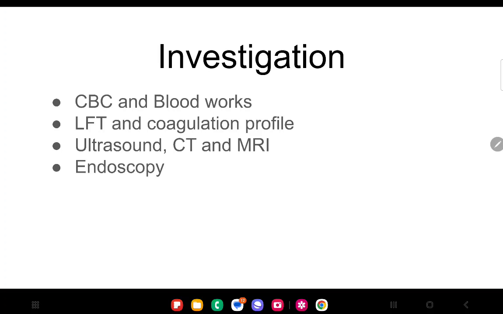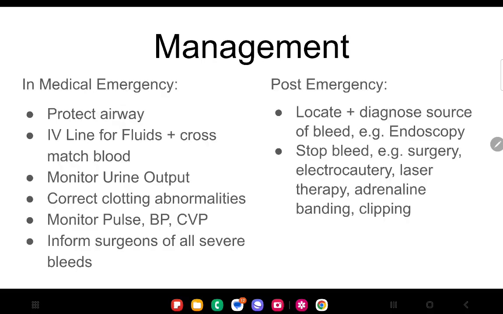The endoscopic stigmata of recent hemorrhage can predict the risk of rebleeding and the need for endoscopic hemostasis or surgery. There are so many categorizations and classifications of the bleeding. How to do management in an emergency situation or post emergency.